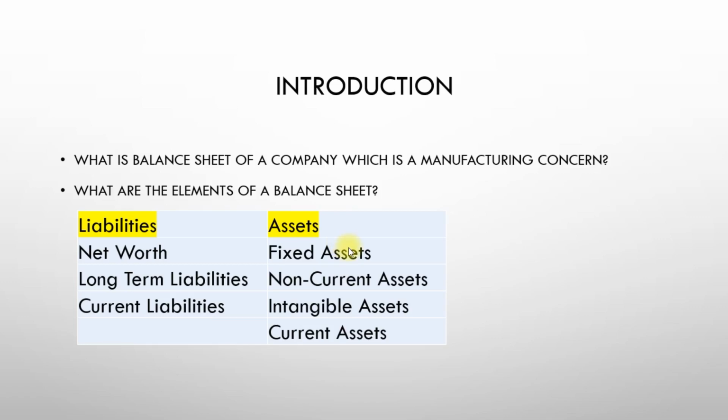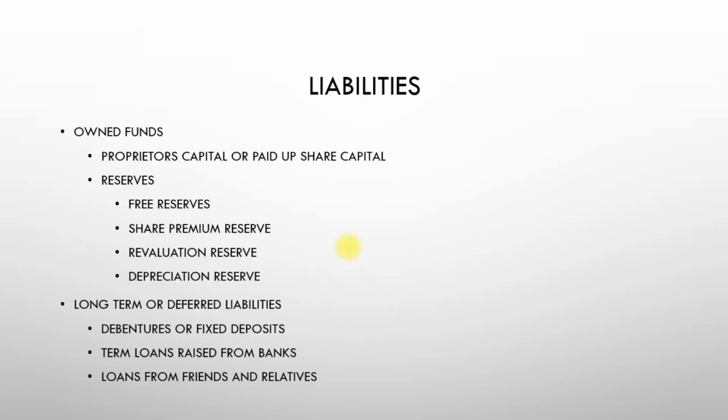Now let us ponder in some detail what liabilities and assets make up the balance sheet of an entity like a small or medium manufacturing concern. So that is where we actually try to see what are the elements of the balance sheet and what all components it has when a financial statement is reported of a manufacturing concern. So first we'll take a look at what is liabilities.